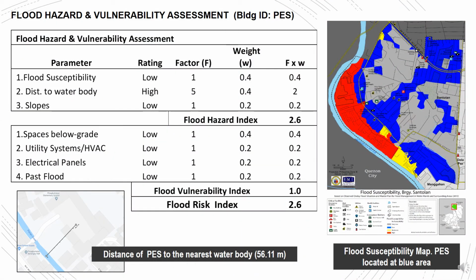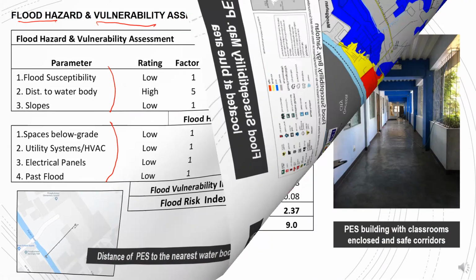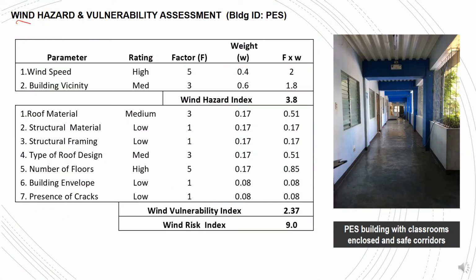This is the flood hazard and vulnerability assessment, and these are the parameters for hazard assessment, and these are the parameters for flood vulnerability assessment. For this building, the flood risk index is equal to 2.6. This is for the wind hazard and vulnerability assessment. These are the two parameters used for wind hazard assessment, and these are the wind vulnerability assessment of the structure. The wind risk index is equal to 9.0.